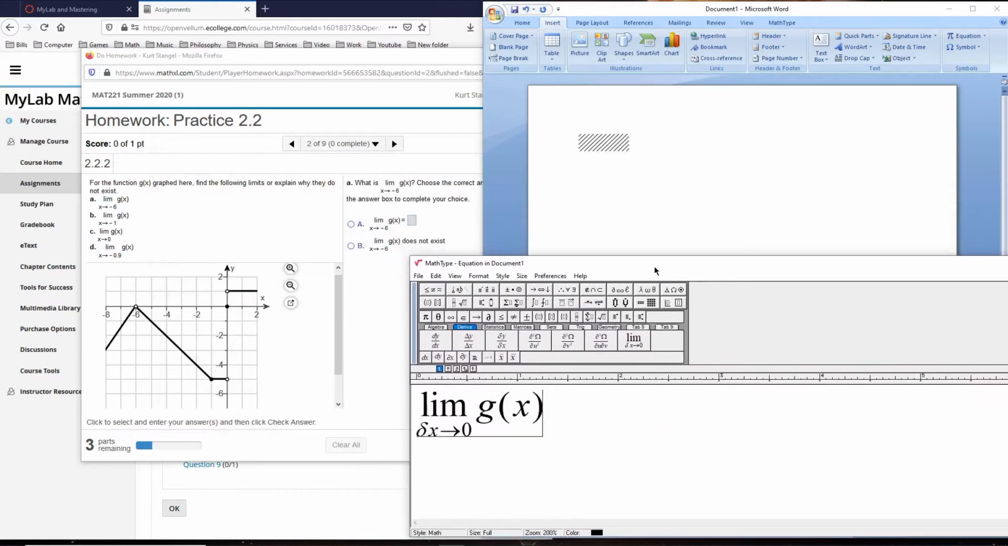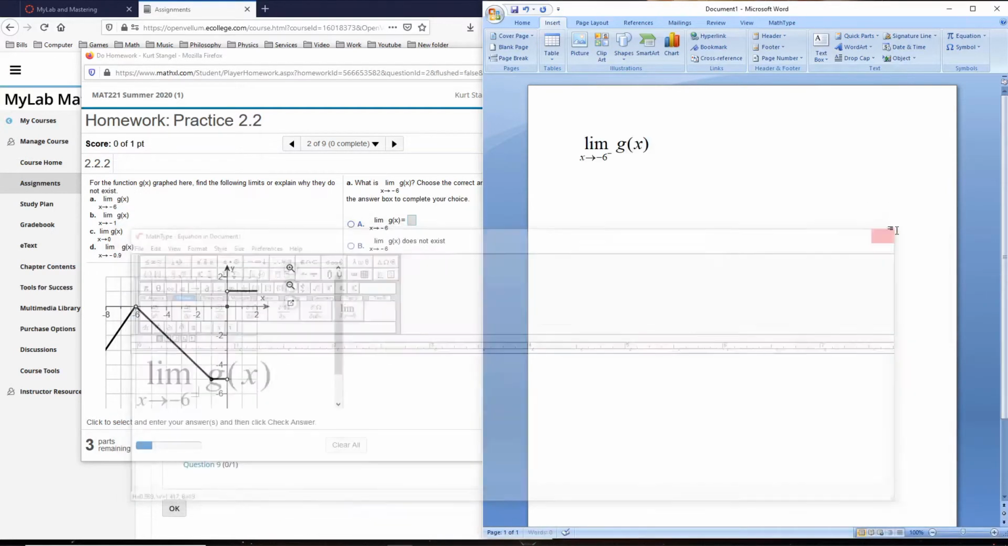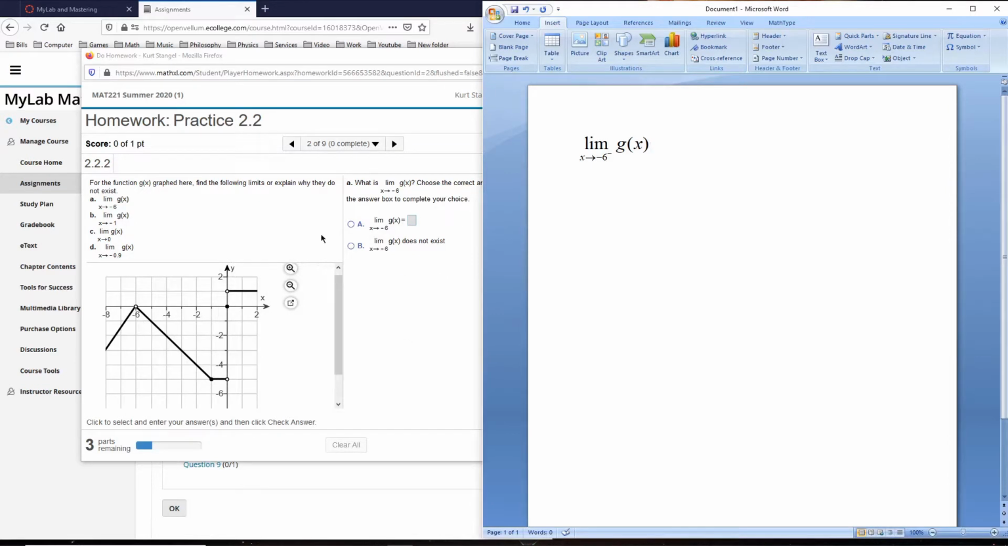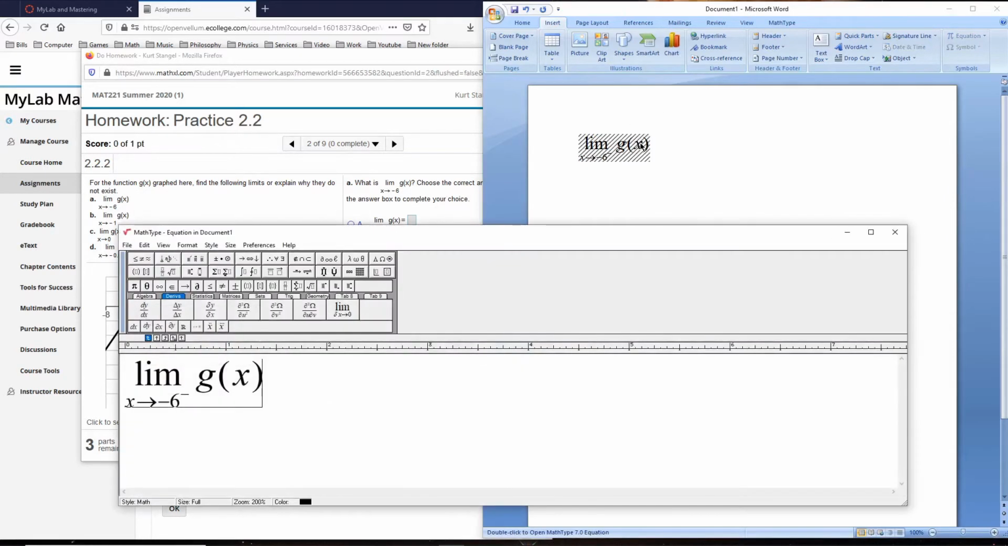And so we have x going to -6. And let's check that out first from the left. So -6, here we are on the graph, and we're going to approach it from the left. So on this segment of the line, we're going to walk along, and as we approach -6, we'll find ourselves at a height of 0. And that's our limit.